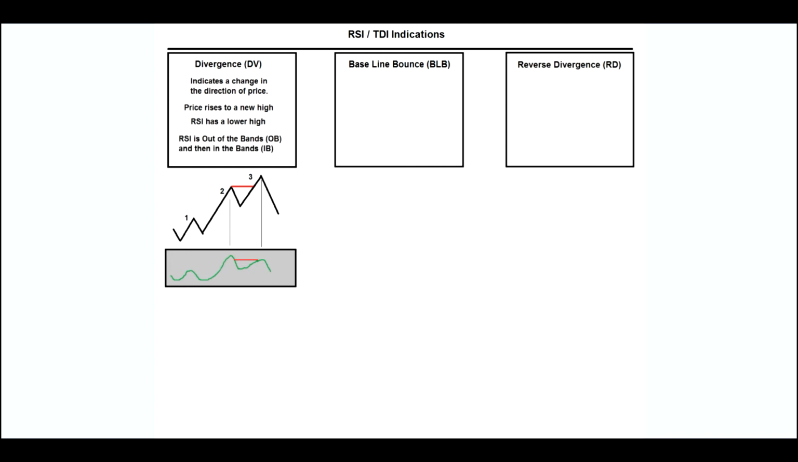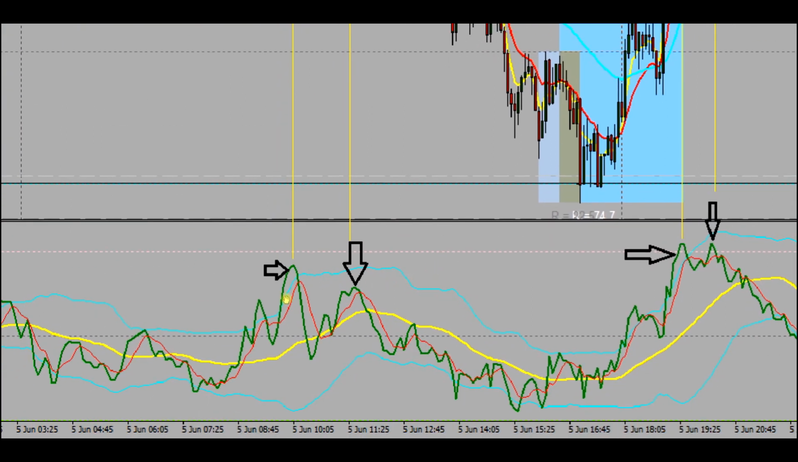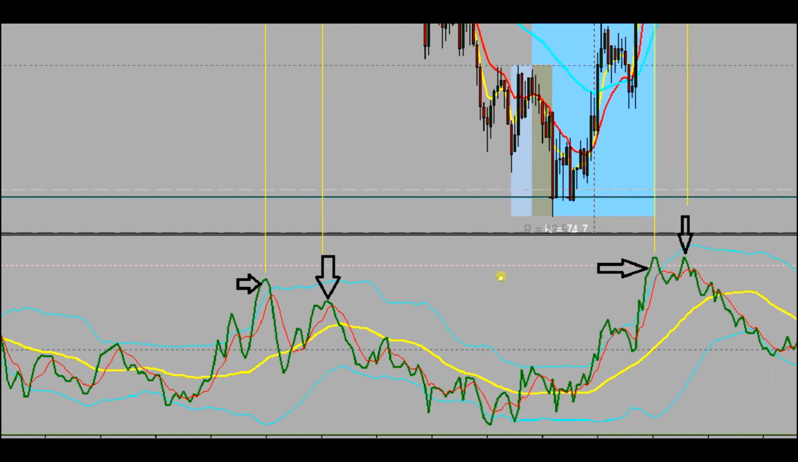Now there's also another type of divergence with the RSI, when one of the readings is outside the bands and the other is inside the bands. That's like we have on here. See how the RSI line came way outside the bands, but the next one stayed inside the bands? That's another type of divergence.